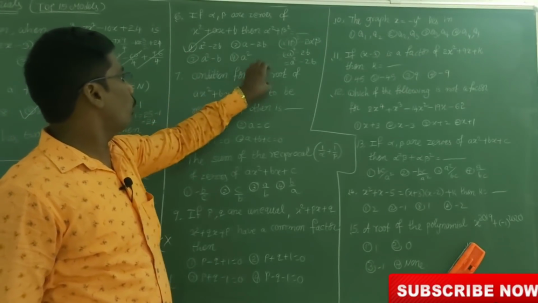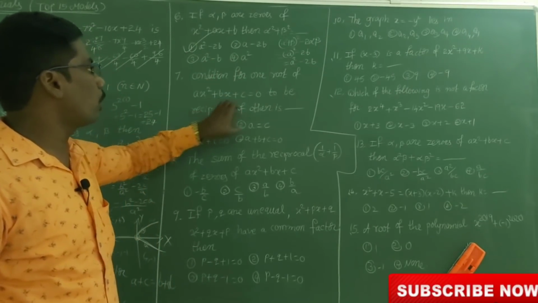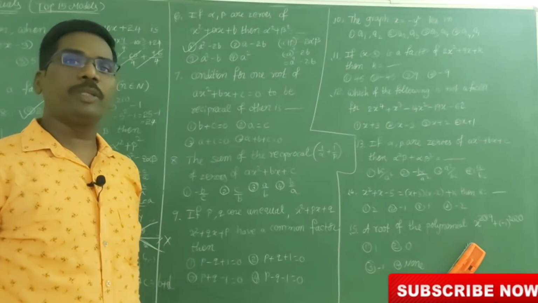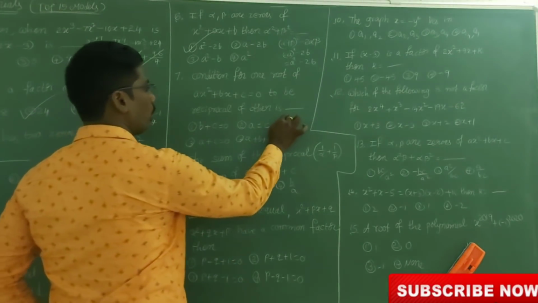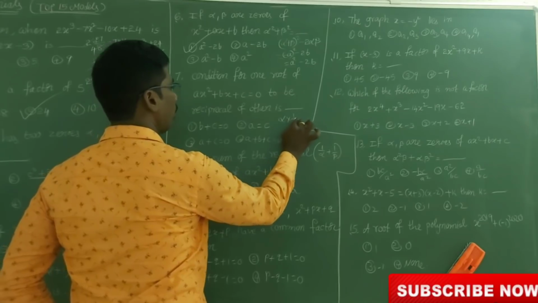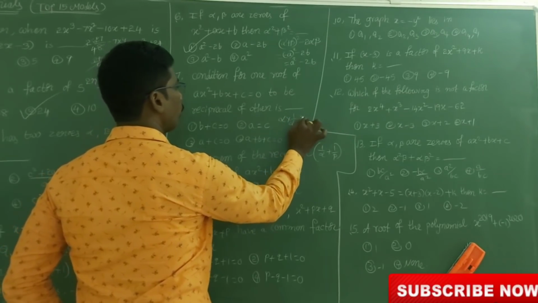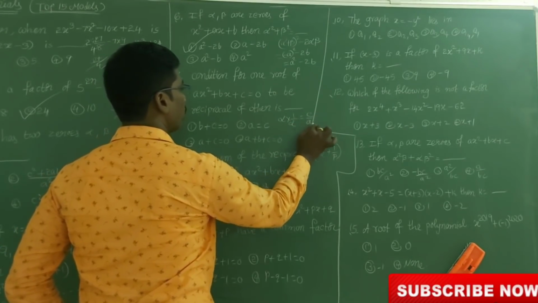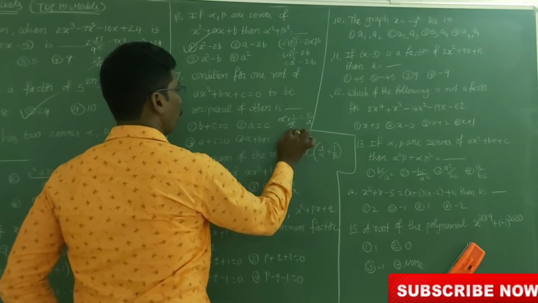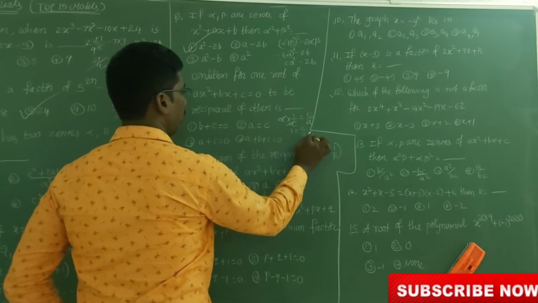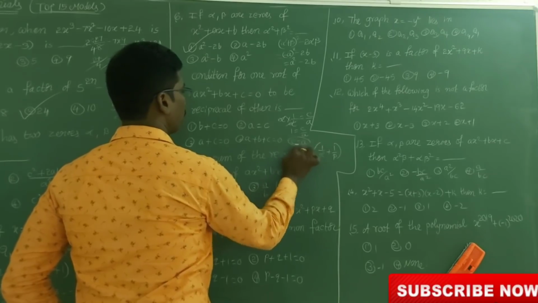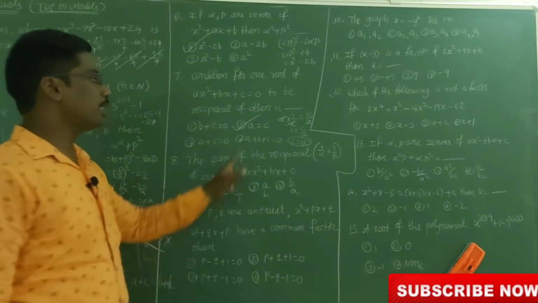Condition for one root of this equation to be reciprocal to the other. So one root is reciprocal to the other. For example, one root is alpha means the other root is 1 by alpha. The product of the roots, if you take, is c by a. So alpha cancels, so 1 is equal to c by a, that is c is equal to a. So a is equal to c, that is the second option.